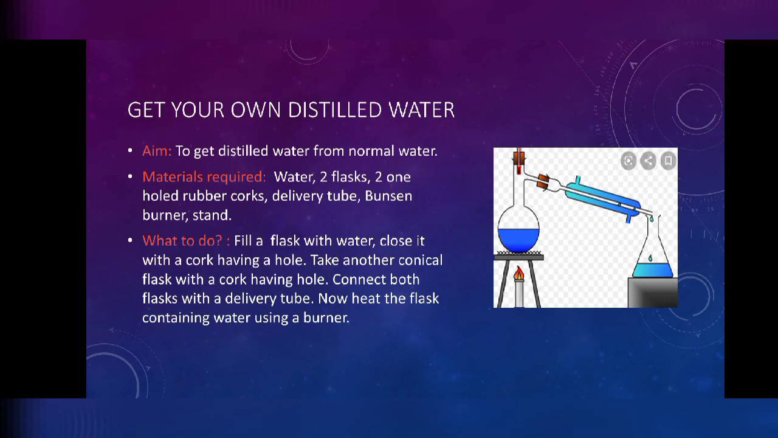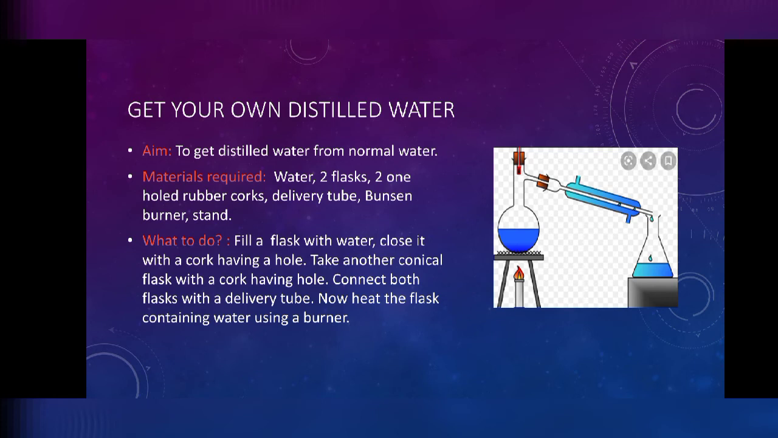Let us see. To get our own distilled water, what do we have to do? We need water, 2 flasks, 1 whole rubber cork, delivery tube, Bunsen burner, stand. How to do this technique? Fill a flask with water. Close it with a cork having a hole. Take another conical flask with a cork having a hole. Connect both flasks with a delivery tube, which is fixed with a condenser. Now heat the flask containing water using a burner.